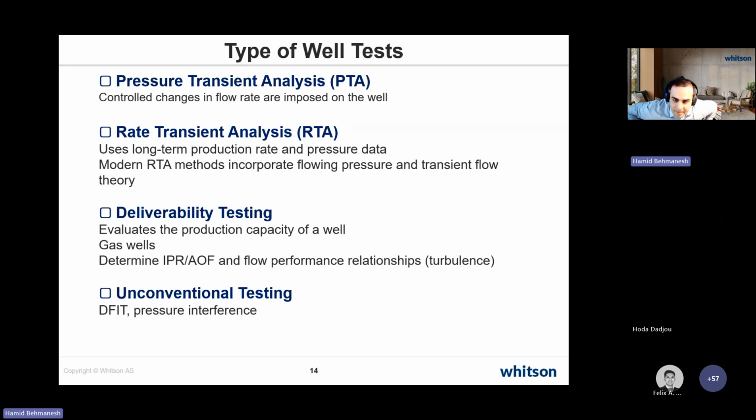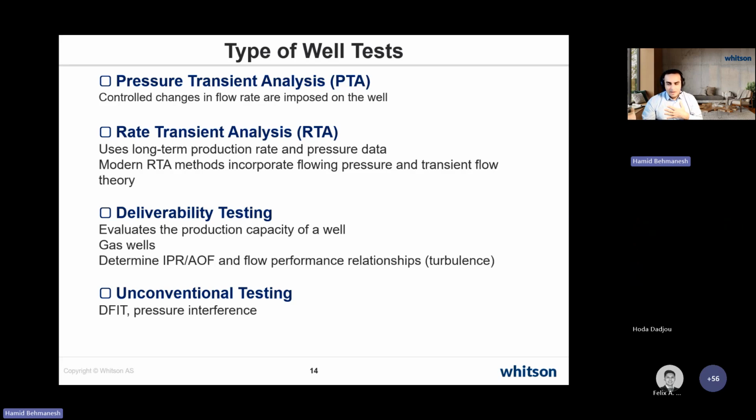And we also have deliverability testing. What's the deliverability testing? It mainly applies to the conventional millidarcy type gas reservoir, where you are trying to understand some mechanism other than the mechanism that happens in the unconventional, like low permeability reservoir, mainly finding the turbulence factor. This turbulence factor goes directly into IPR, absolute open flow, and that's why it is important for us to do some tests like deliverability testing.